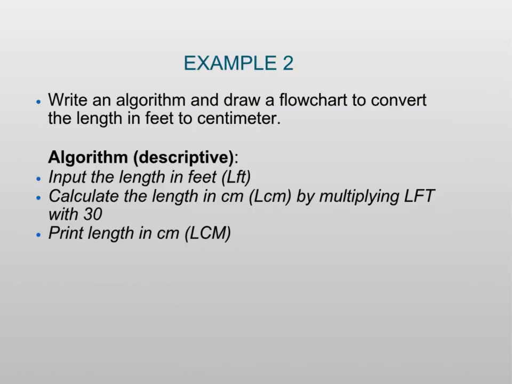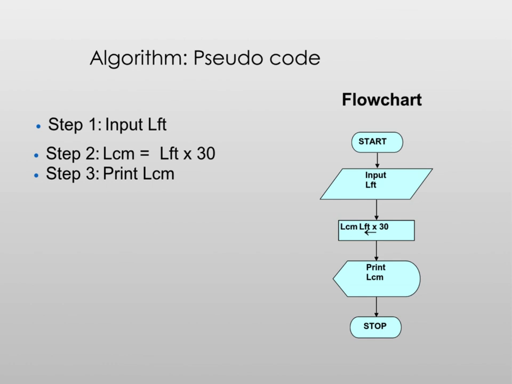Example 2, feet to cm. Write an algorithm and draw a flowchart to convert the length in feet to centimeters. Algorithm, descriptive: input the length in feet, LFT. Calculate the length in cm, LCM, by multiplying LFT with 30. Print length in cm, LCM.